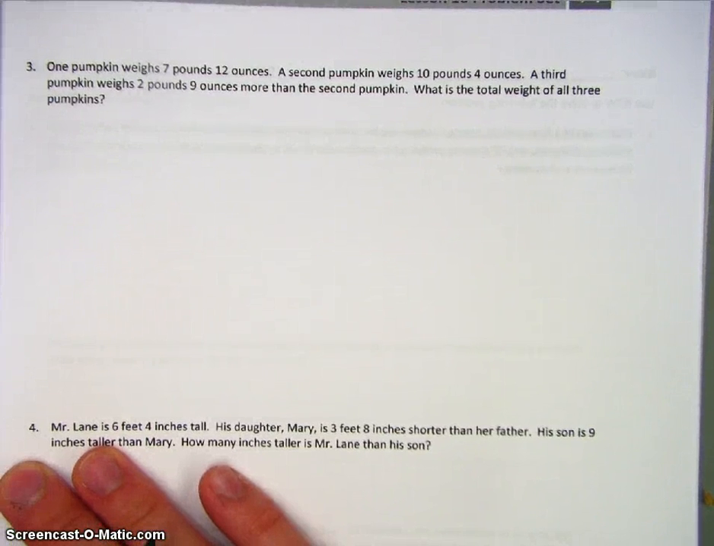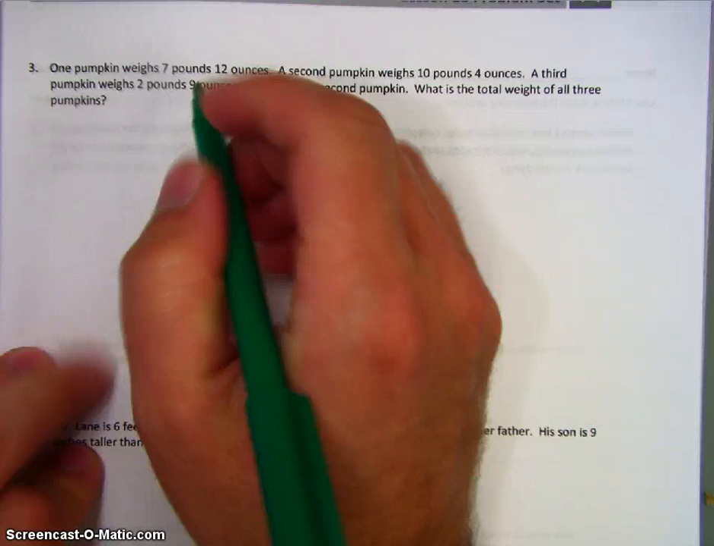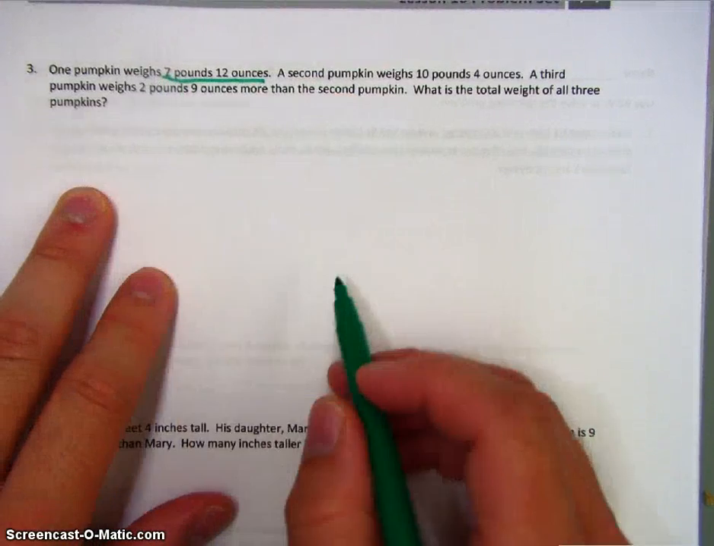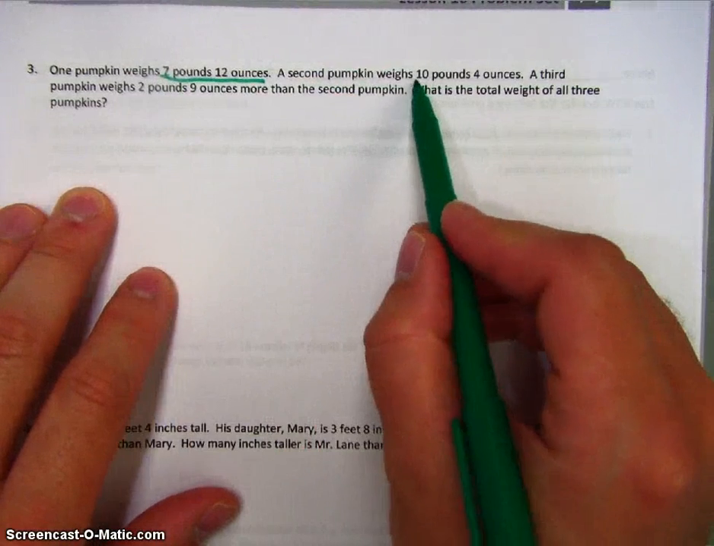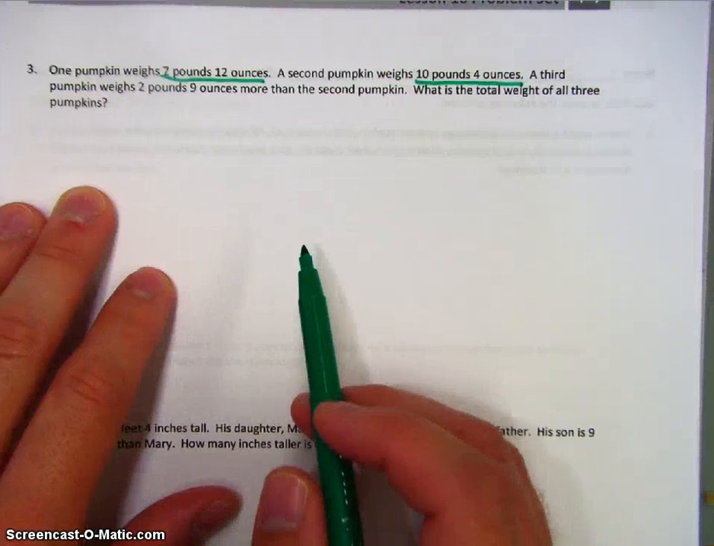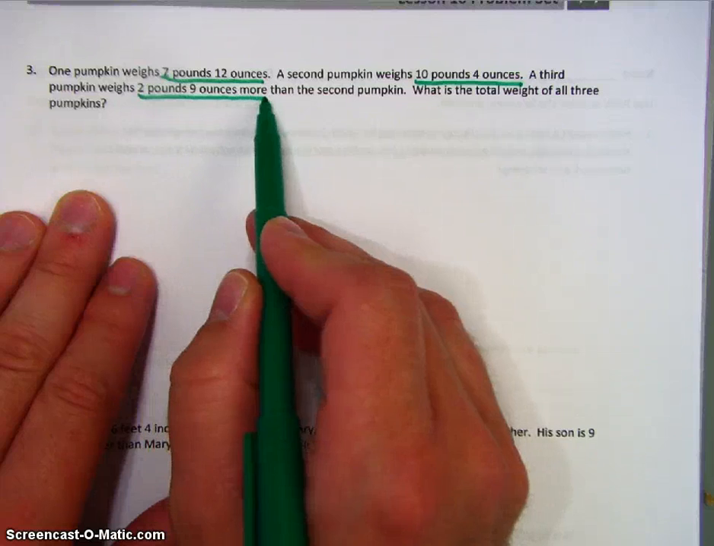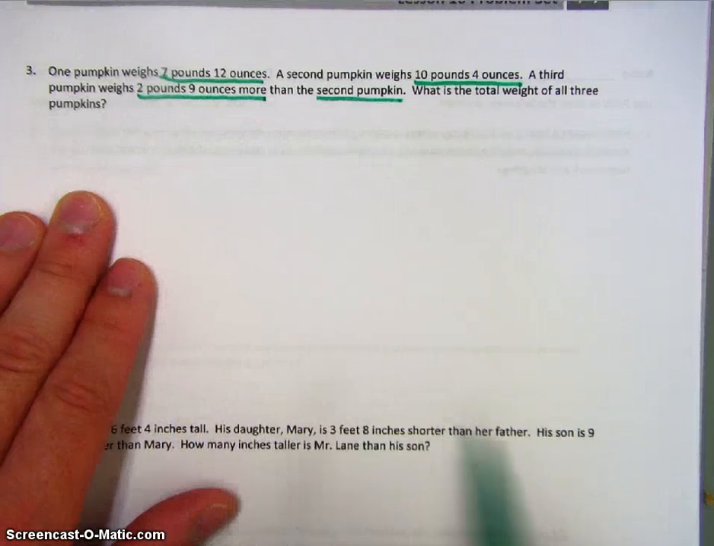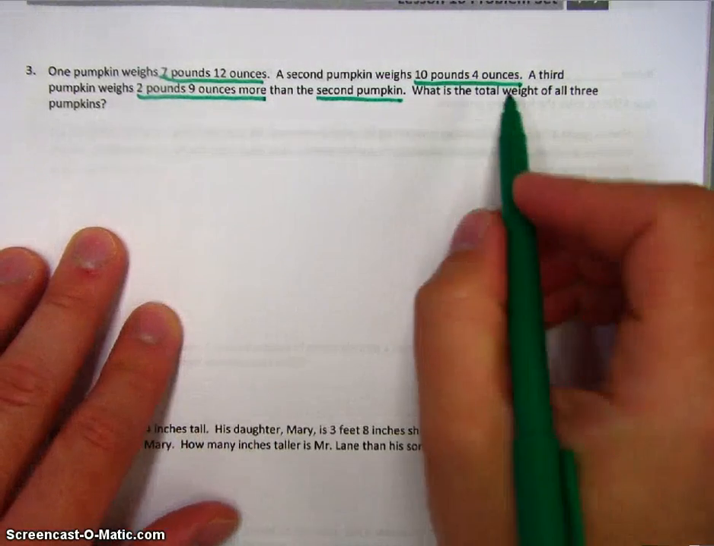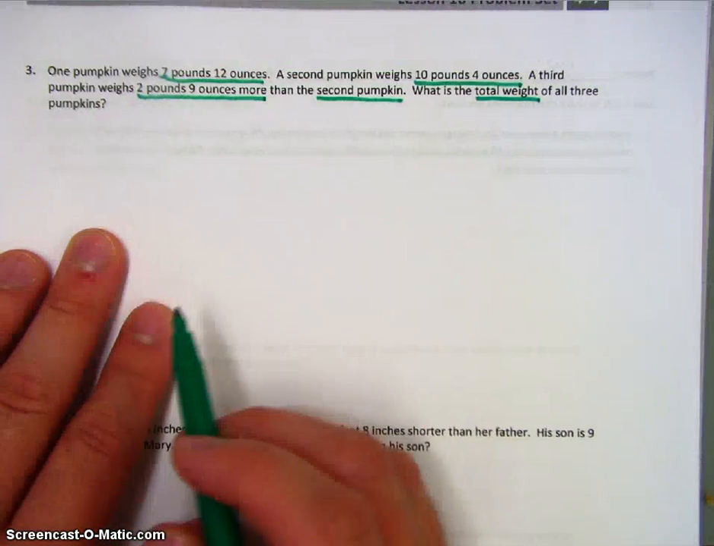Okay, we have 1 pumpkin weighs 7 pounds, 12 ounces. A second pumpkin weighs 10 pounds, 4 ounces. A third pumpkin weighs 2 pounds, 9 ounces more than the second pumpkin. What is the total weight of all 3 pumpkins?